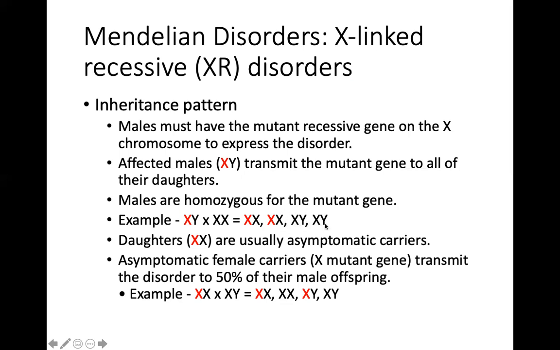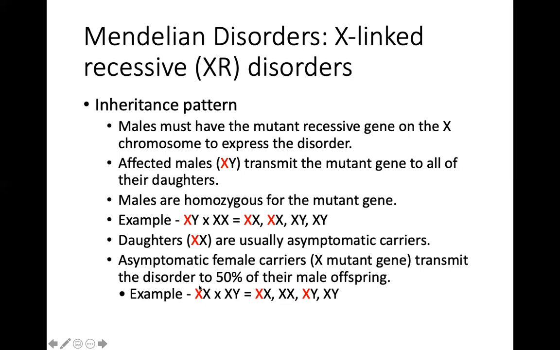While 50% or 100% of the male offspring are unaffected. Okay, males are homozygous for the mutant gene kasi isa lang naman yung X chromosome niya. So pag abnormal pa, so yun, you express the disease. Okay, males express the disorder, right? While your daughters, okay, XX are usually asymptomatic carriers kasi as I have said, meron pang extra X chromosome na hindi affected, right?